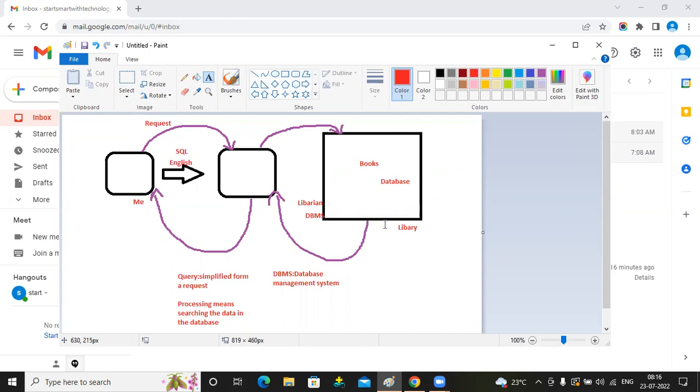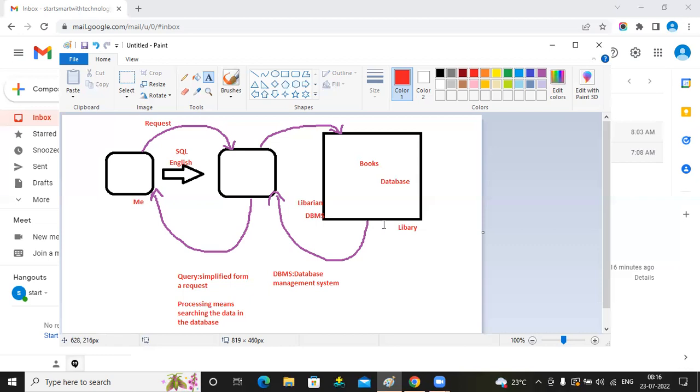He asks what books we are searching for, and what is your registration number, or whether you are a new member or an old member. After taking our information, the librarian processes our request, which means he searches whether the books are available in the library or not. After that he gives me an output: if the book is available, he gives us the book, and he enters it in the database.